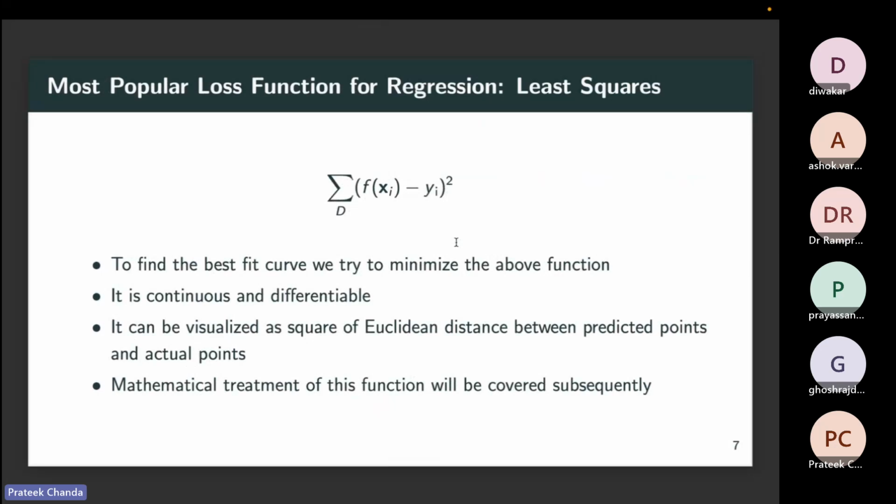It's also called L2 loss, as I mentioned, because it can be thought of as the square of the Euclidean distance between predicted points and the actual points. The Euclidean space is also known as the L2 space, so that's why it's called L2 loss. Similarly, the mathematical treatment of this function is quite intuitive. Many of the results get quite relaxed once you use this loss function. We'll see further once we have some proofs.